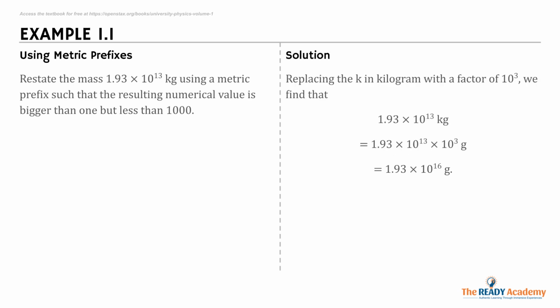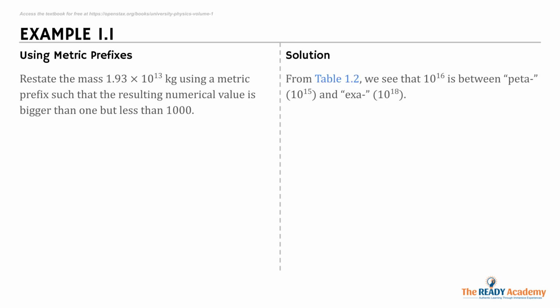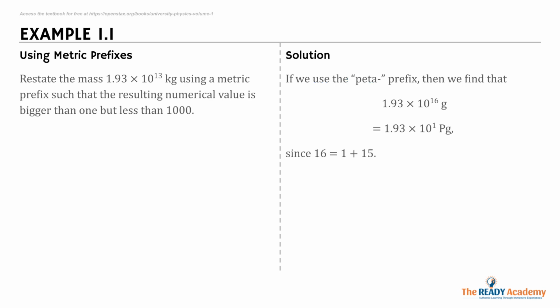Solution. Replacing the k in kilogram with a factor of 10 to the 3, we find that 1.93 times 10 to the 13 kilograms equals 1.93 times 10 to the 13 times 10 to the 3 grams, which is 1.93 times 10 to the 16 grams. From Table 1.2, we see that 10 to the 16 is between peta, 10 to the 15, and exa, 10 to the 18. If we use the peta prefix, then we find that 1.93 times 10 to the 16 grams equals 1.93 times 10 to the 1 petagrams, since 16 equals 1 plus 15.